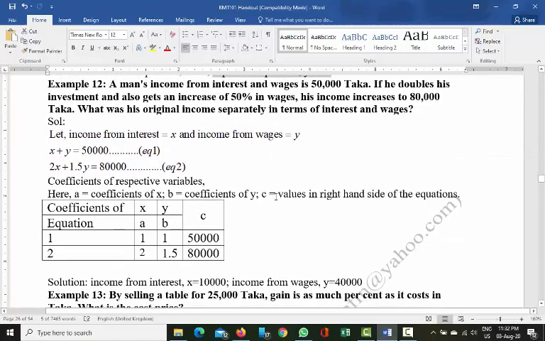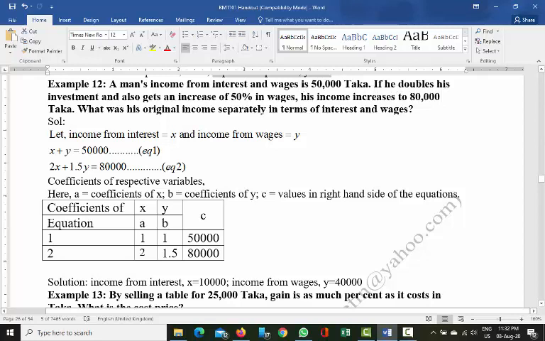Right. So now let's move to the next one, Example 12. A man's income from interest and wages is 50,000 taka. That means a man's income comes from interest and wages, and the total is 50,000 taka.